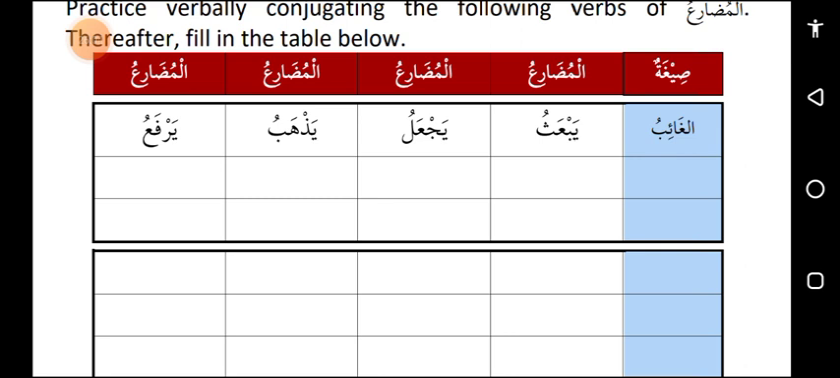Next one is يرفع. The fi'l madi for يرفع was رفع, means he elevated. Now we have يرفع, he elevates, or he is elevating, or he will elevate. So يرفع يرفعان يرفعون ترفع ترفعان يرفعن, and then ترفع ترفعان ترفعون ترفعين ترفعان ترفعن, and then أرفع نرفع.